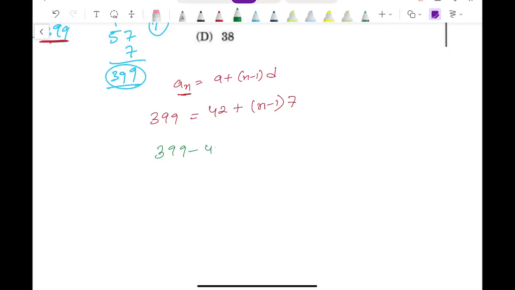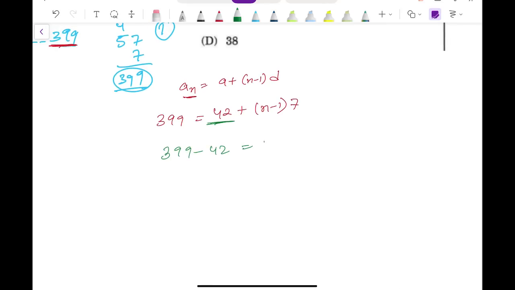399 minus 42 is equal, I'm transferring this one, which means it will become minus 42. So N minus 1 into 7. If we subtract this, 9 minus 2 is how much? 7. And 9 minus 4 is how much? 5 and 3. So if I transfer the 7 to the other side, it will go in the denominator, which is equal to N minus 1.